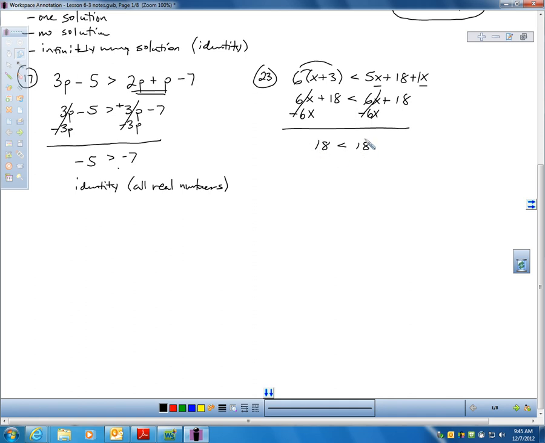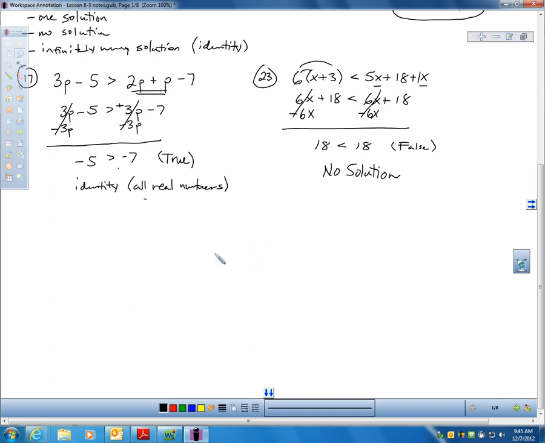Okay, so then this is a false statement. This inequality then has no solutions. In other words, there's nothing I can plug in for x that will make this side less than that side. Okay, this is a false statement. So the difference is here I had a true statement in 17, and that's why I got all real numbers as my solution. Here I have a false statement for 23, and that's why I had no solution.